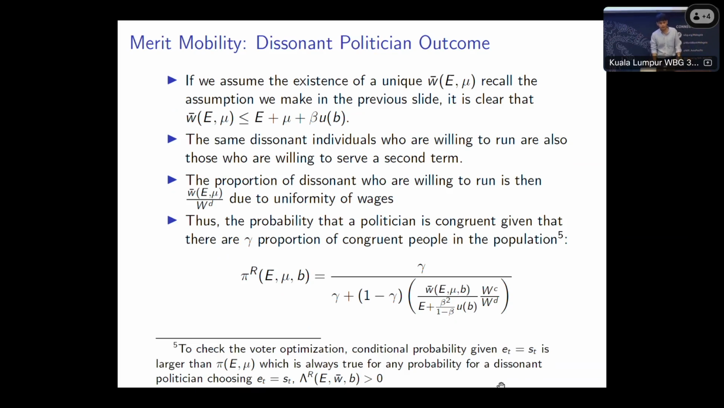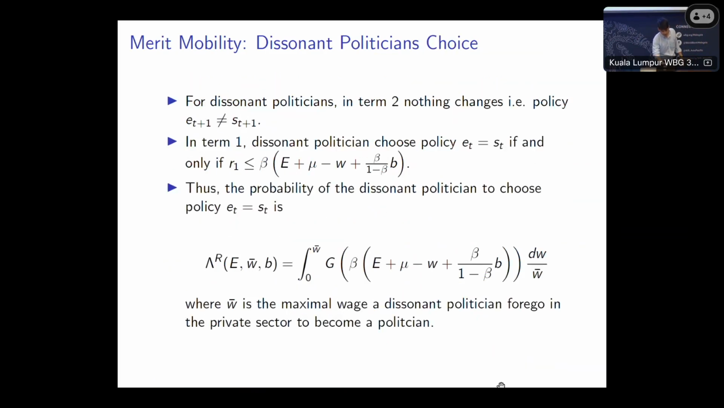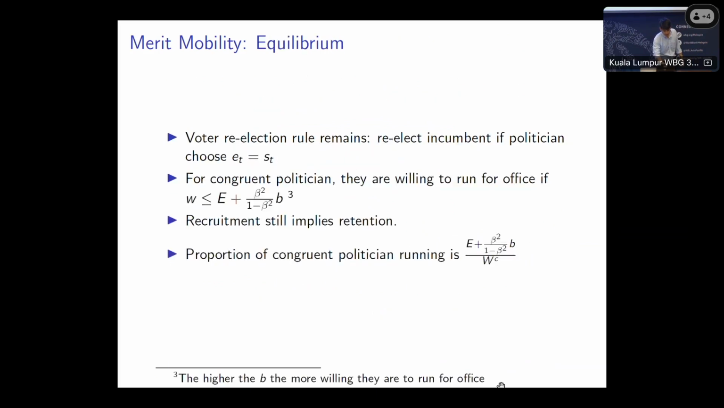Sorry, how does the datukship factor into this again? The datukship factor, because for the congruent politician, right, in term one, if it's a baseline model, I'm a lawyer. My outside wages are larger than the politician's ego rent, right? But if let's say you're in a merit mobility regime, the benefit of the social status plus the ego rent would be larger than my wages in my job as a lawyer.